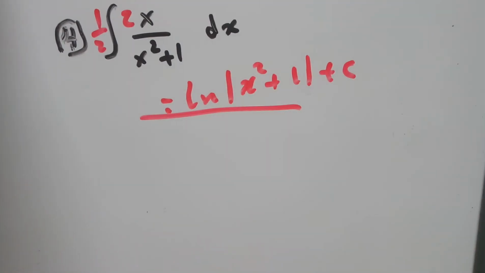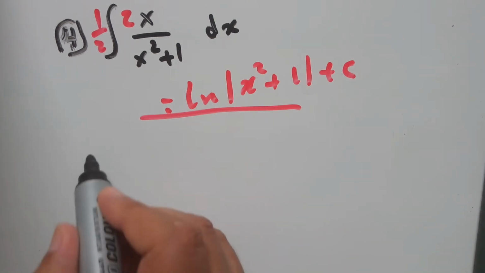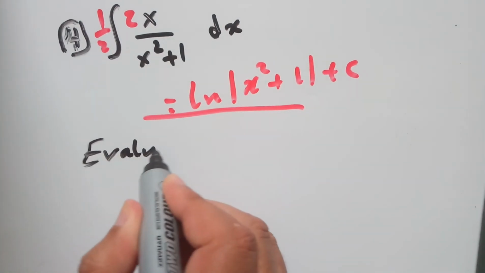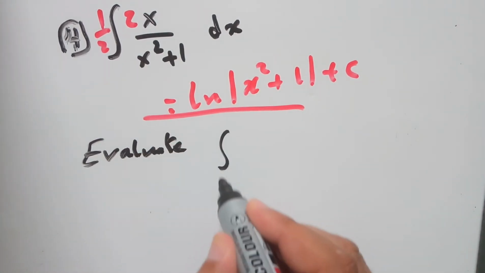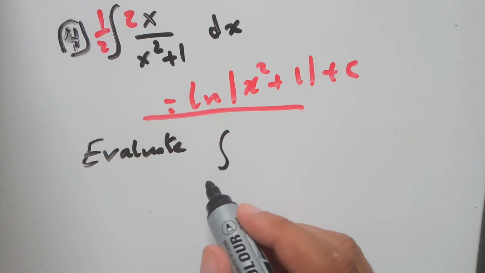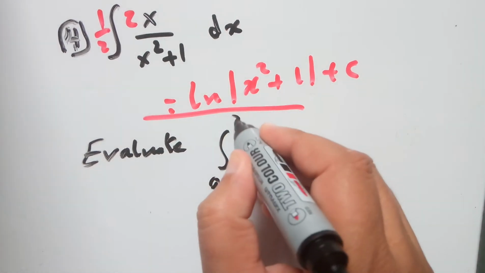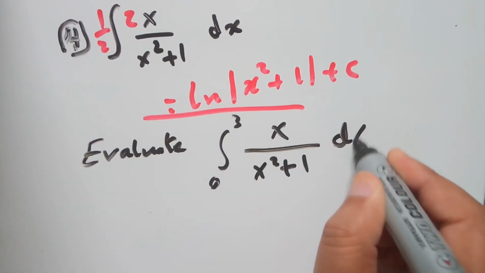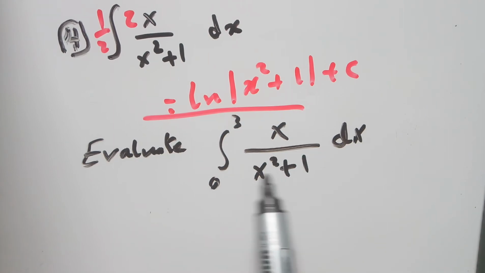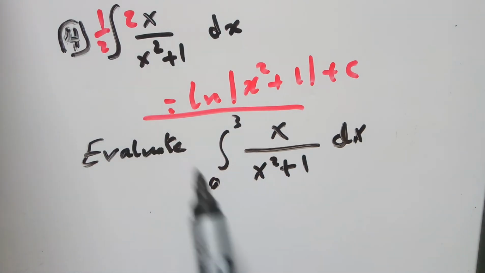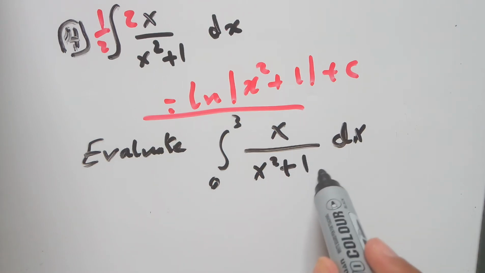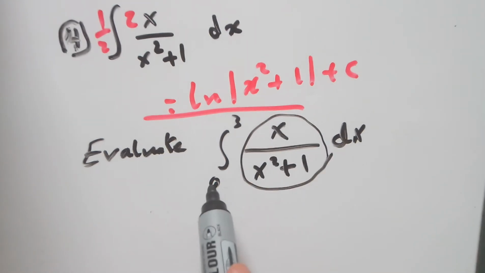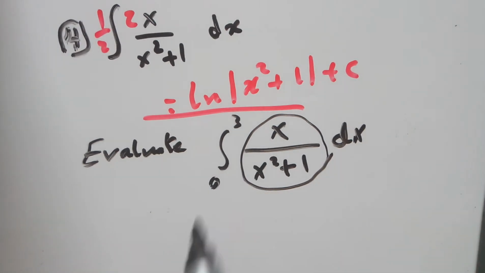But if they say evaluate the area of the region from 0 to 3 for the same function, x over x squared plus 1 with respect to x, then the answer is the same form, but this is a definite integral, while the previous one was an indefinite integral. We want to find the area under the curve of this function between the two vertical lines x equal to 0 and x equal to 3 and above the x-axis.